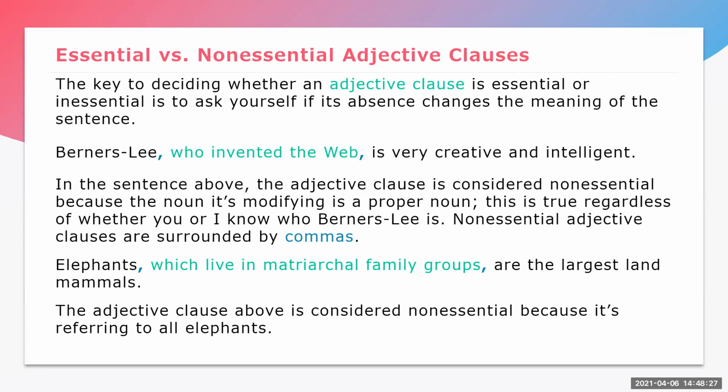However, if the information in the adjective clause was changed to which live in Asia, then this would be considered essential because it's excluding elephants that live in Africa. So it's making this group of elephants smaller or more specific. Notice that when the information is considered non-essential, then the adjective clause has a comma before it and one after it. So here are our commas.